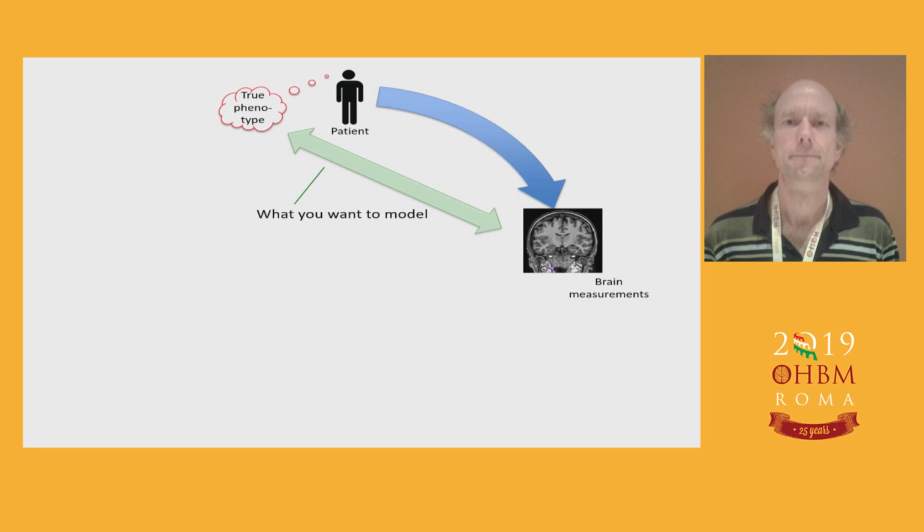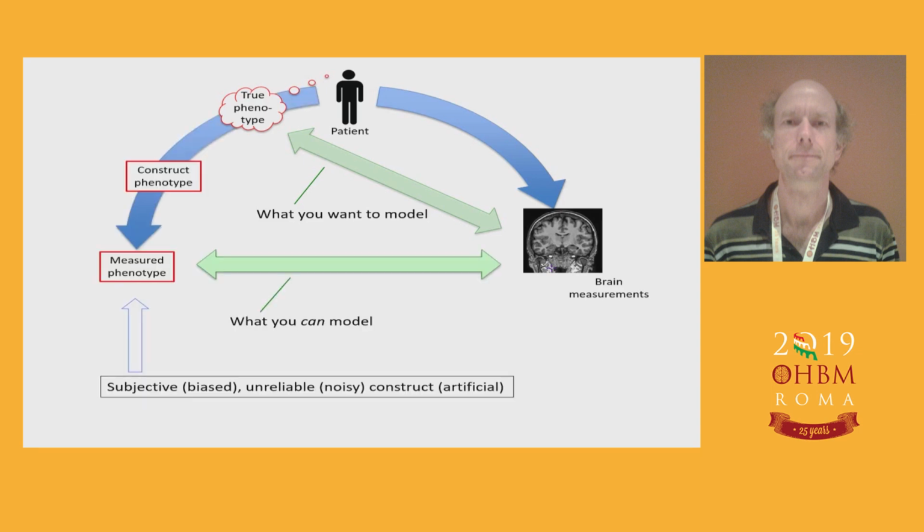So this is the schematic overview of that. You think of a patient having some true phenotype, and you want to make a model linking the brain measures to that true phenotype. But in practice, you have to work with some constructed phenotype, a DSM diagnosis, and even worse, you have to measure that phenotype. And that's prone to bias, variability, noise. Measurements always carry noise with them. And of course, it's an artificial construct. So this link may be much weaker than you hoped for.